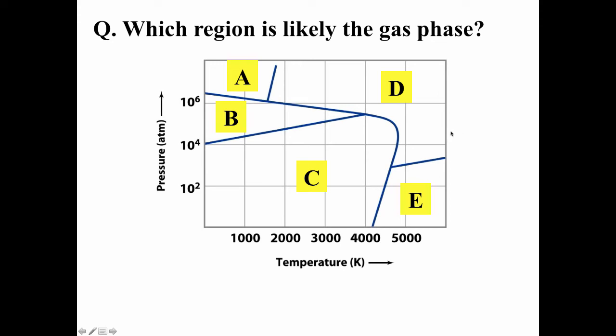For example, here is a phase diagram for carbon. Carbon happens to have gas phase, liquid phase, and several solid phases. And it might be tough to sort out the solid phases from each other, but you could certainly predict that the gas phase is likely to be E, because gases typically form at the highest temperatures and the lowest pressures, which is where the region E is.